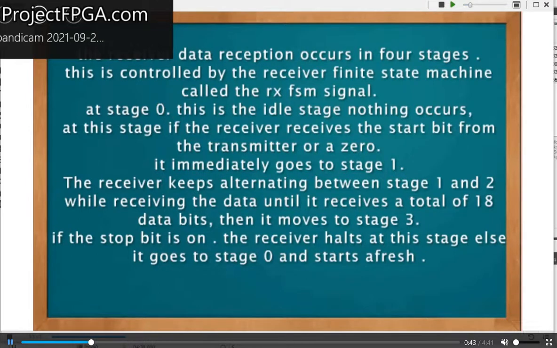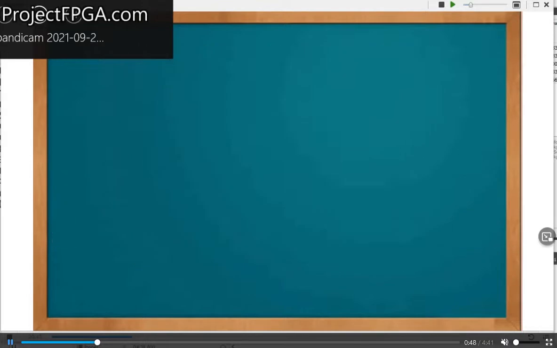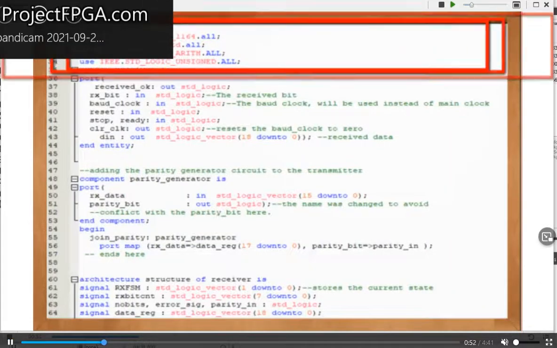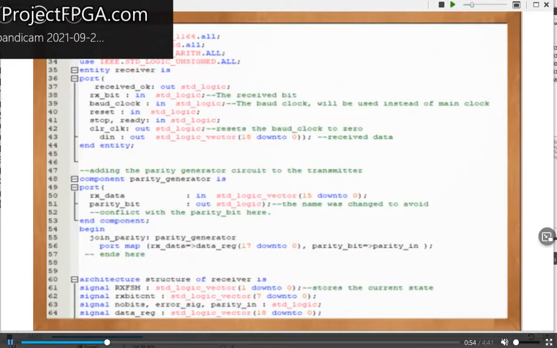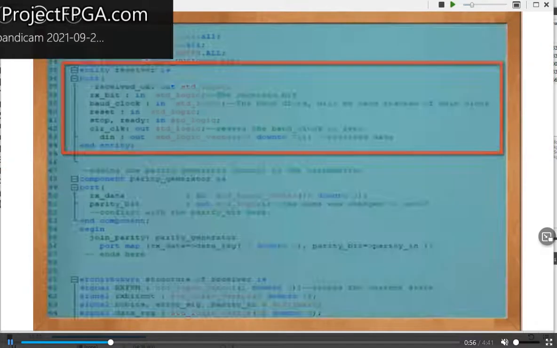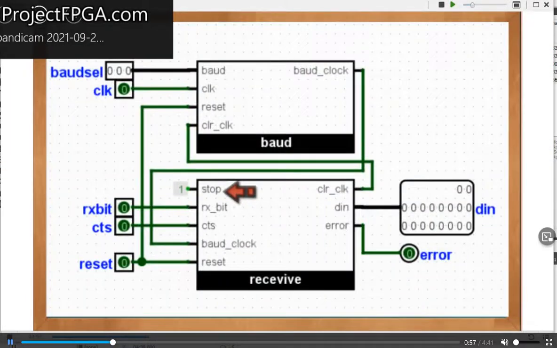Now, the VHDL code. The first part of this VHDL code is the VHDL standard libraries. Next is the receiver port, including the stop signal, RSB signal, clear to send signal, baud clock, reset, clear clock signal, the data in, and the error signal.